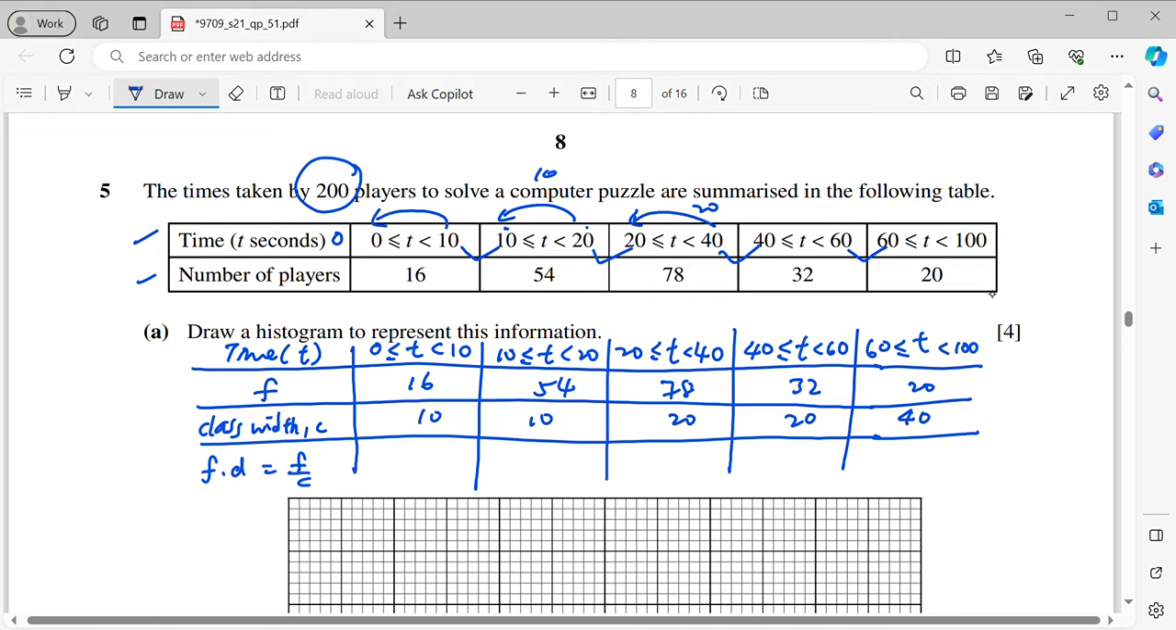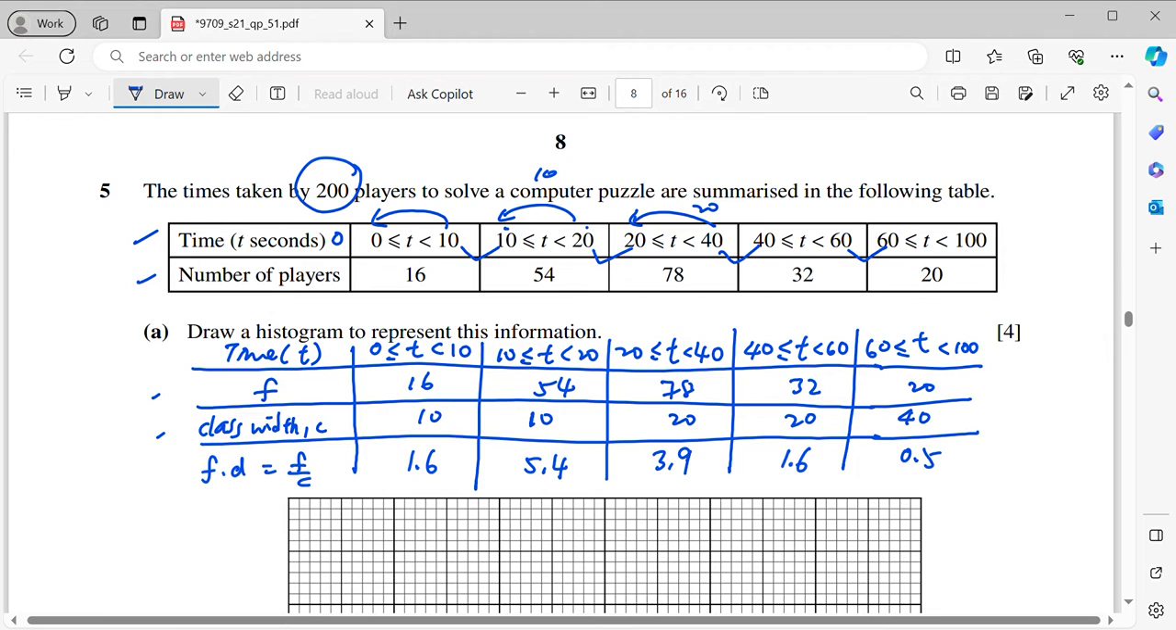Okay, so now for the frequency density, it is frequency over class width. So F over C. So I will get 16 over 10, it will be 1.6. 54 over 10, it will be 5.4. 78 over 20, it will be 3.9. 32 over 20 is 1.6. 20 over 40 is 0.5.